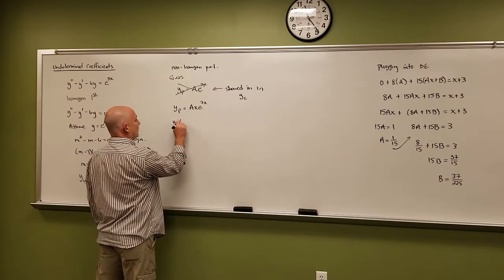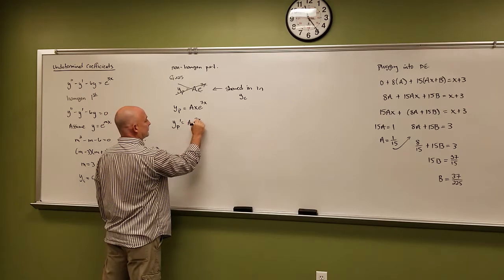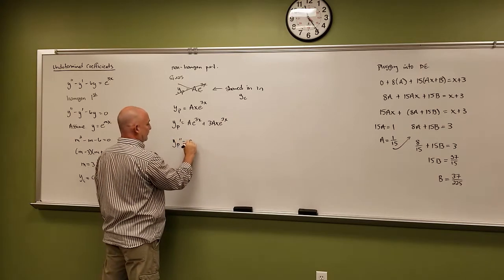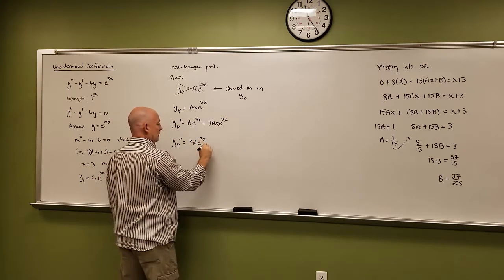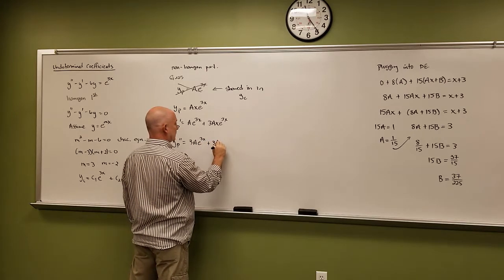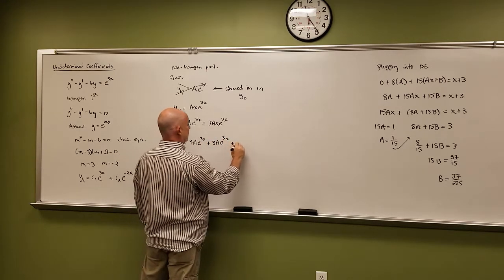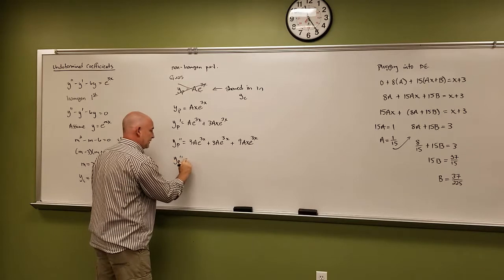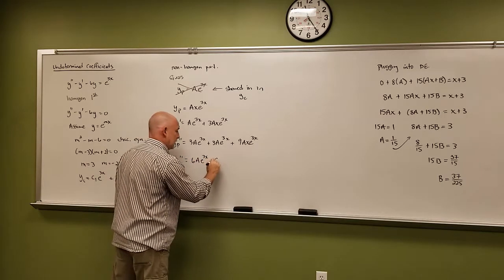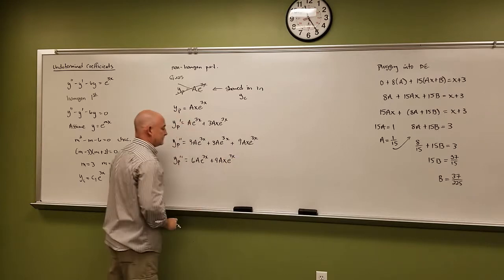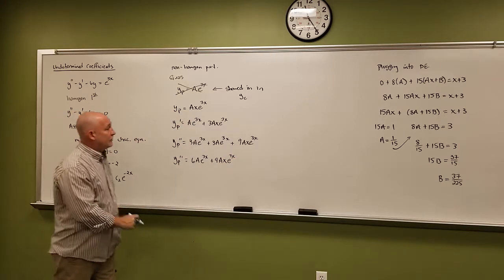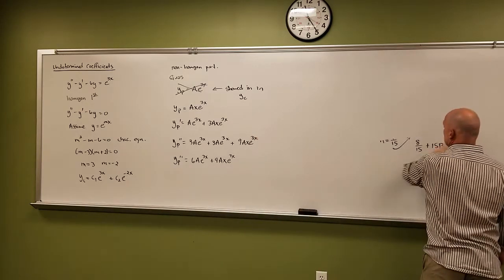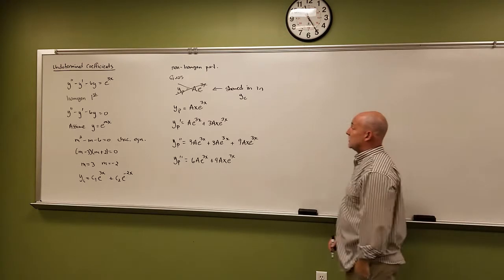So y_p prime, now we're going to have to use our product rule here: a e to the 3x plus 3ax e to the 3x, and y_p double prime is 3a e to the 3x, 3a e to the 3x, plus 9ax e to the 3x. Or if we simplify that, that's going to be 6a e to the 3x plus 9ax e to the 3x. Okay, so there's all of our pieces. Let's plug it into our differential equation and set it equal to the non-homogeneous side and see if we can figure out what all of our constants need to be.